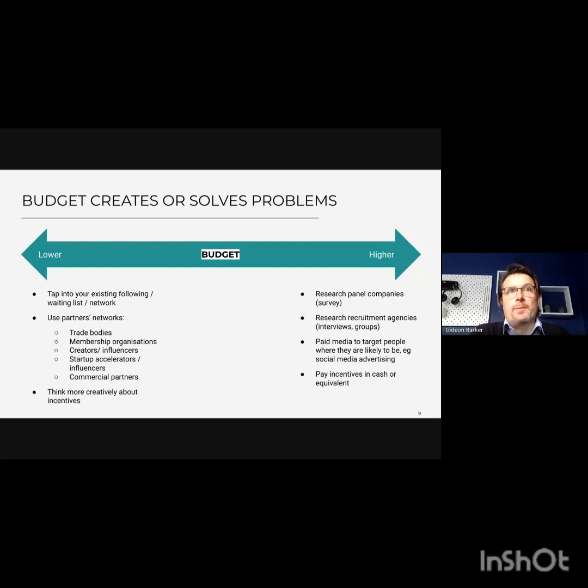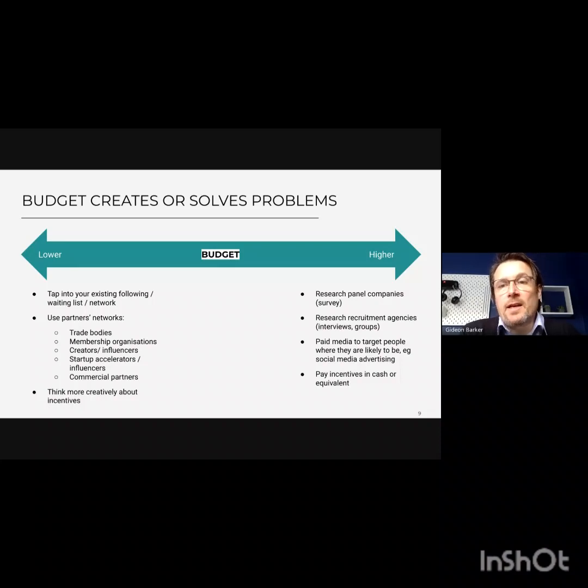So maybe it's trade bodies, maybe there are membership organizations out there that you could approach and somehow tap into their audiences. Maybe there are particular creators, influencers out there who have a large following of these types of people who would be open to some sort of partnership to help you with your research. Startup accelerators, you know, those people are generally well connected. There might be other commercial partners available to you.